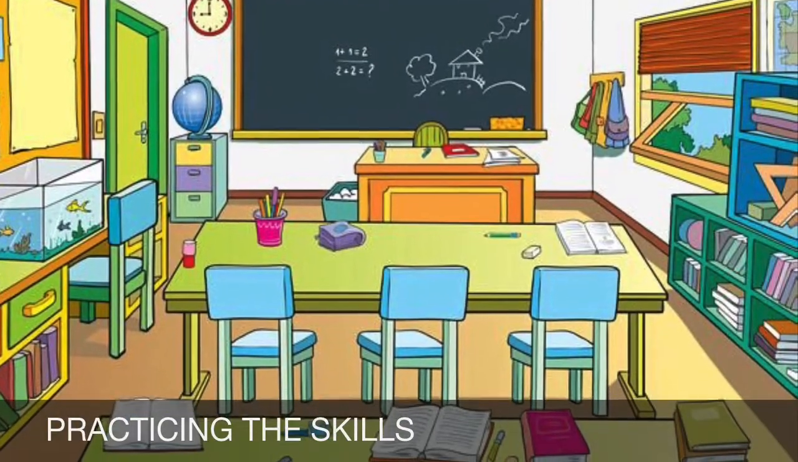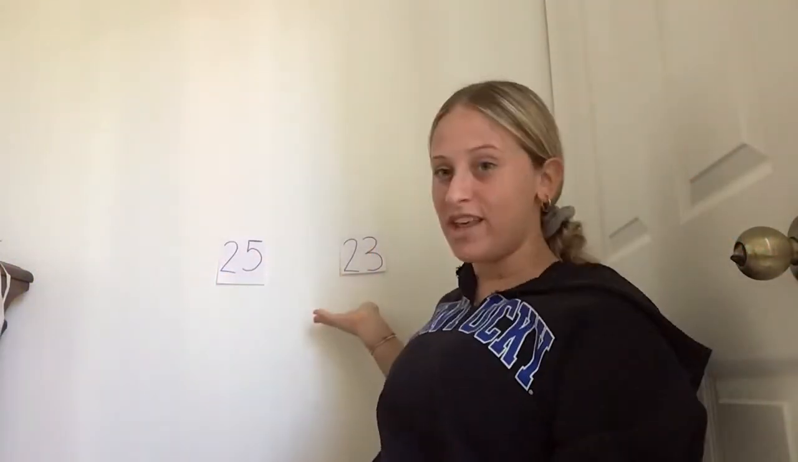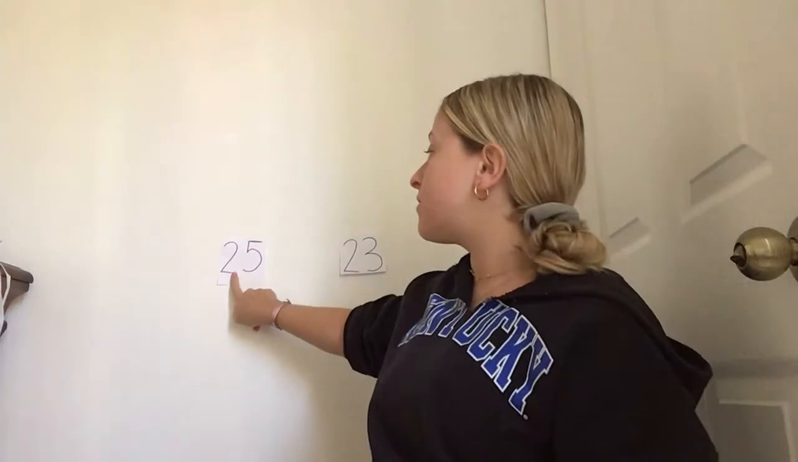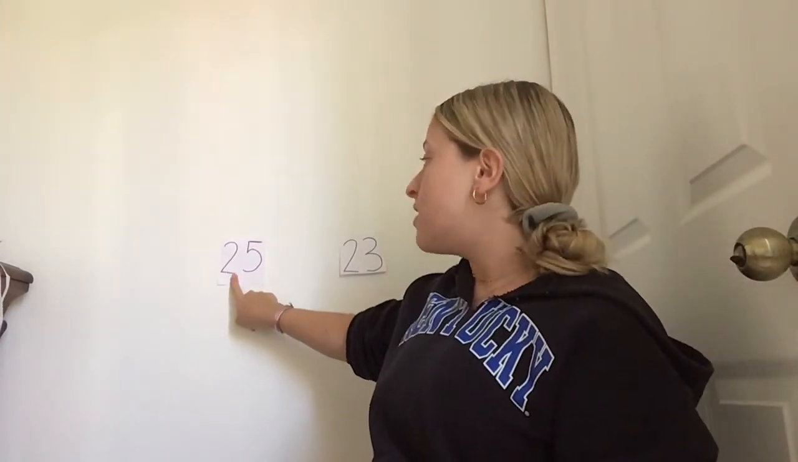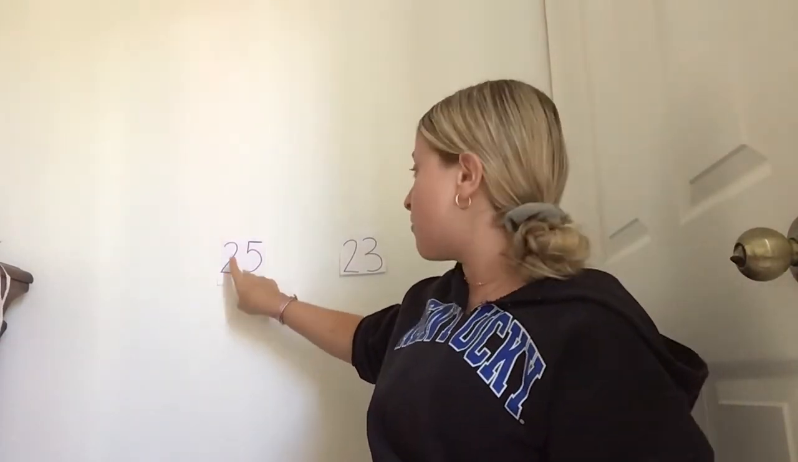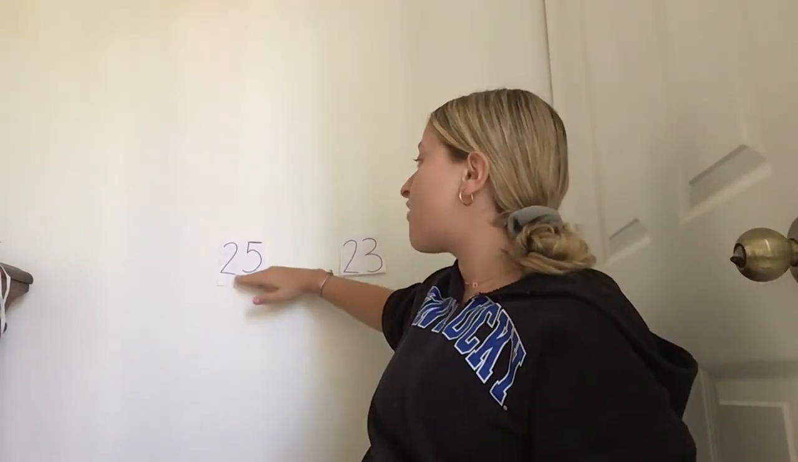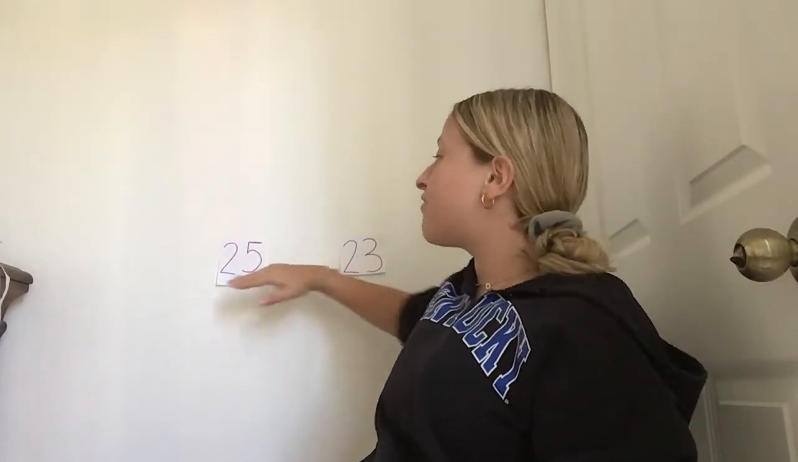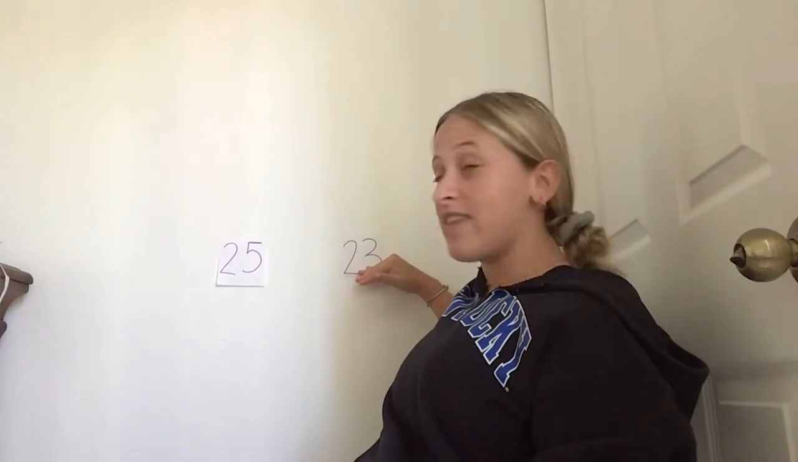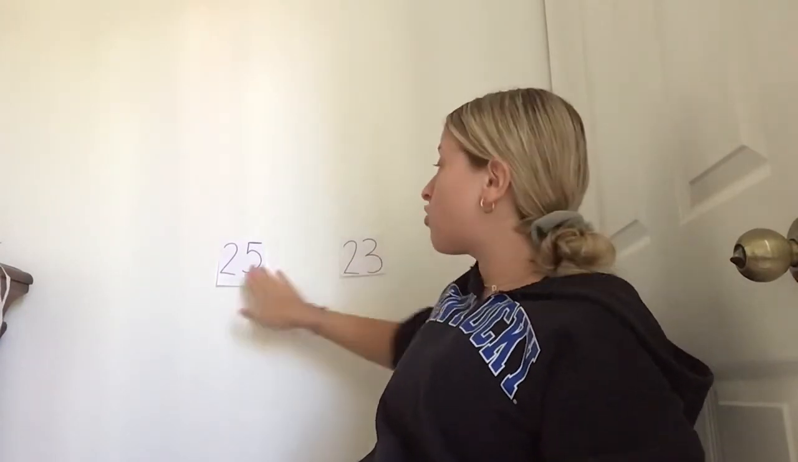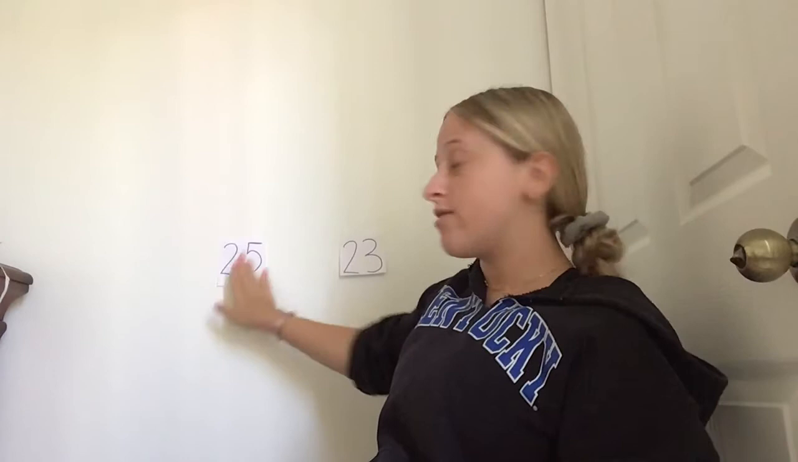Okay, boys and girls, now we are going to practice. I have two numbers selected for you right here, 25 and 23. If we need to decide which number is going to be greater, the first thing we need to do is look at the first digit, which is the tens digit. If they are the same, like in this case, they're both 2, being 25 and 23, the next thing we need to do is look at the second digit. The second digit here is 5, and the second digit here is 3. 5 is a bigger number than 3. So now we know that 25 is going to be greater than 23.